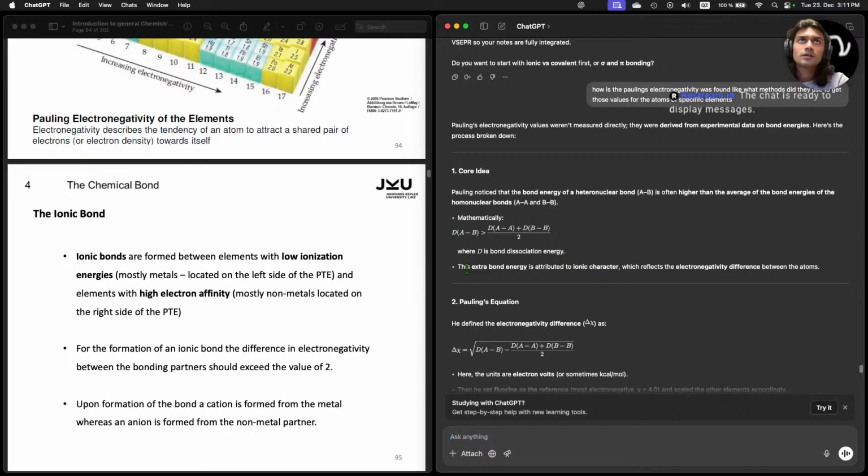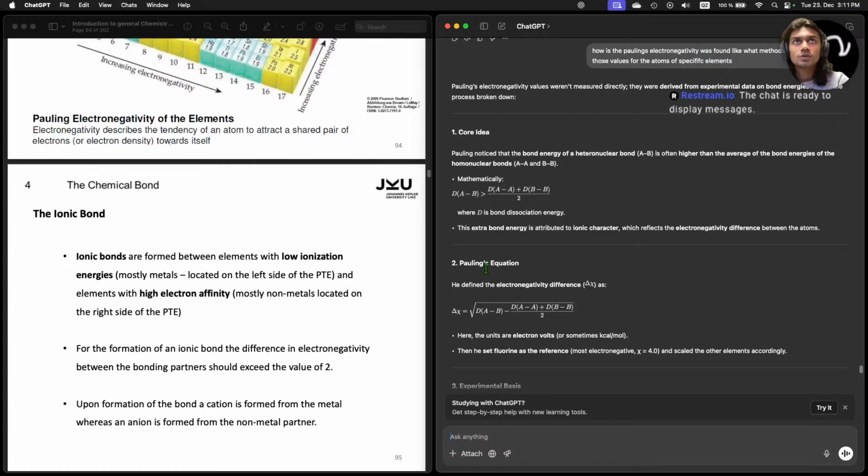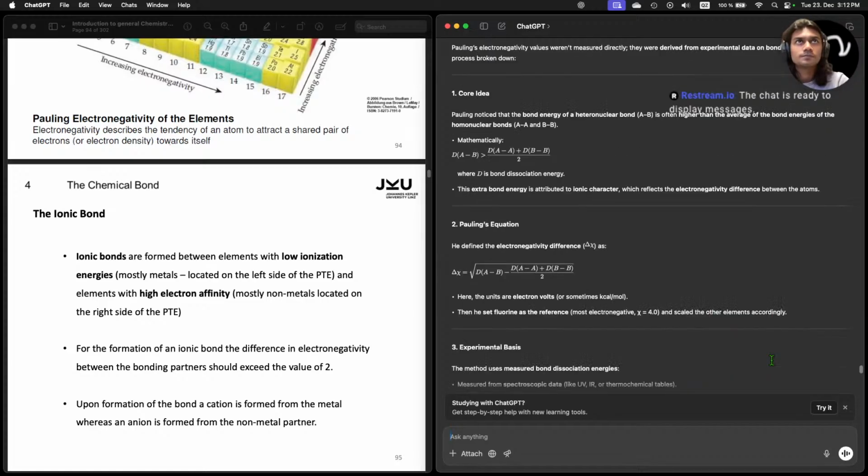Mathematically, D is the bond dissociation energy. This extra bond energy is attributed to the ionic character, which reflects the electronegativity difference between the atoms. In Pauling's equation, he defined the electronegativity difference delta x as delta x equals the root of the extra bond energy. Here the units are electron volts or sometimes kilocalories per mole. Then he set fluorine as a reference, the most electronegative, and scaled the other elements accordingly.